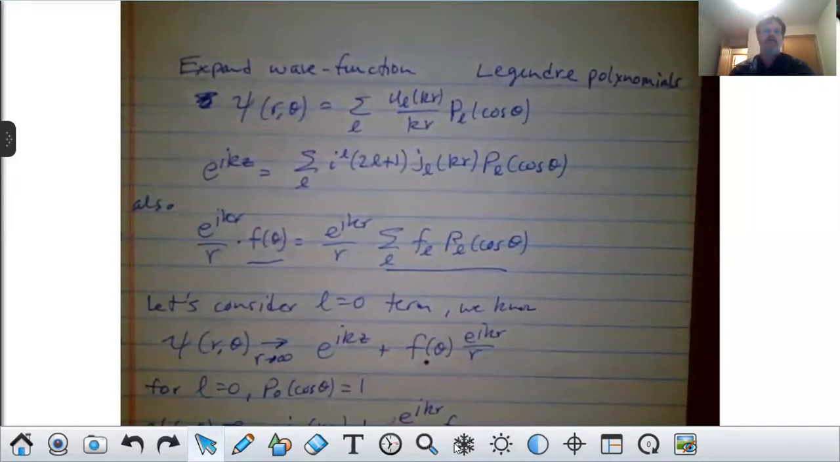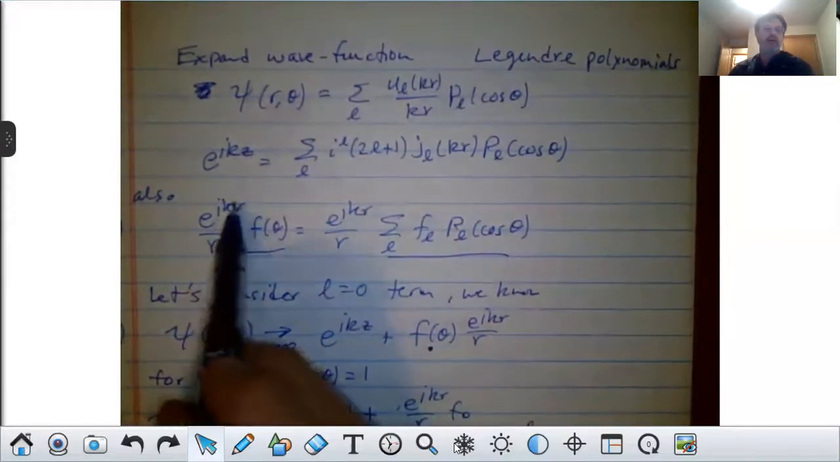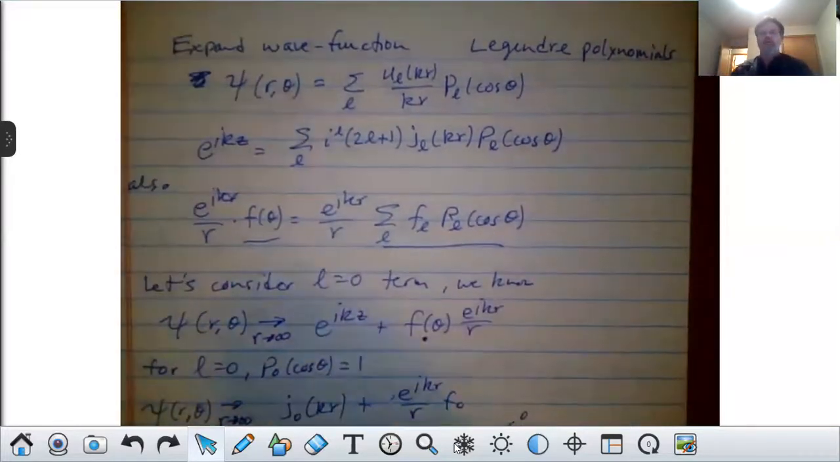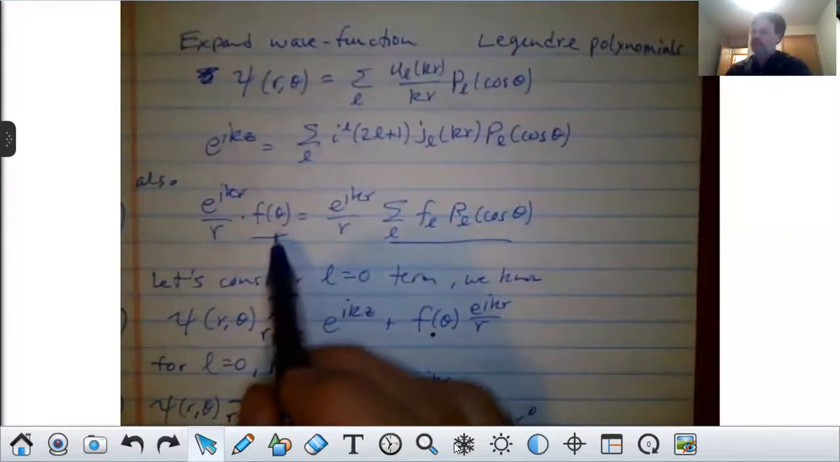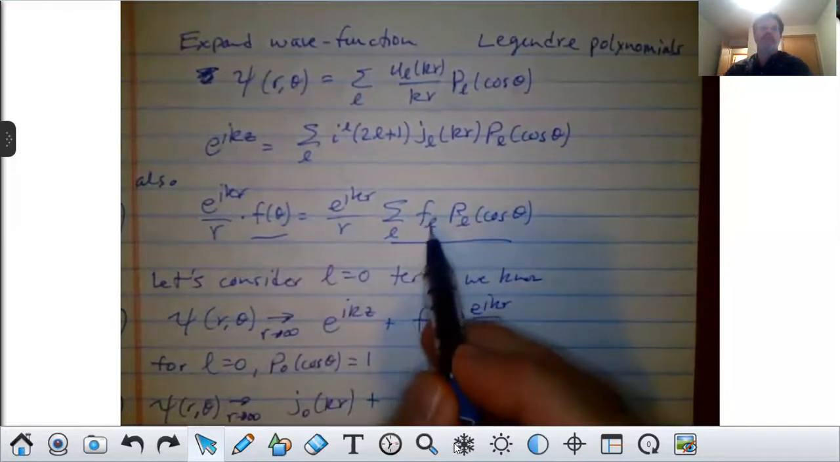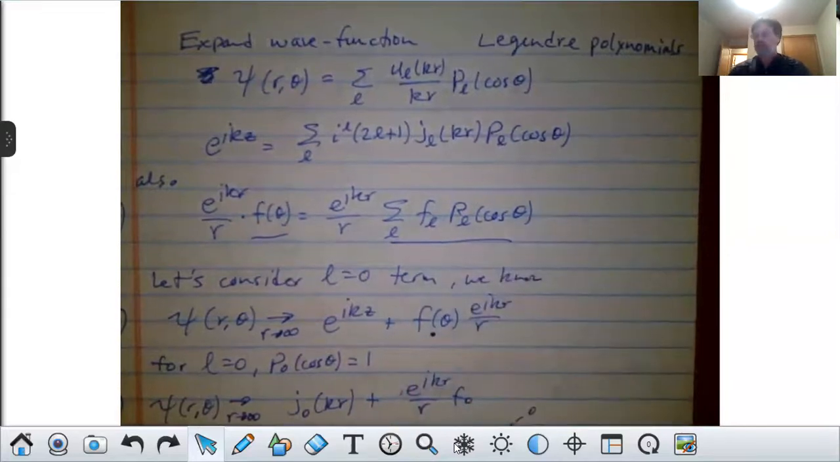Basically it's a function that depends on L that's related to the sine of kr. Now, if I want to expand e to the ikr over r, well, e to the ikr over r is a radial function. It only depends on r. So I just have to expand f of theta as a constant f_L times the angular function P_L of cosine theta. And so I get this.